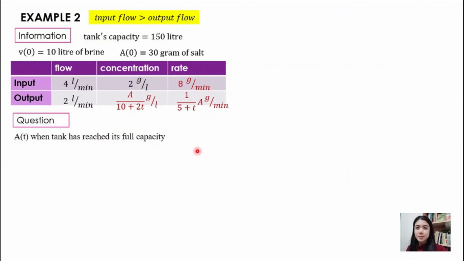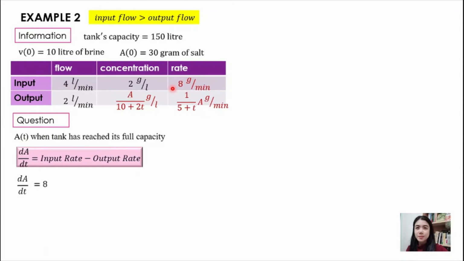Now let's solve this example by using its differential equation. So you will have your dA/dt equal to the input rate, that is 8, minus the output rate, that is this one. Then this is what we have here. Then rearrange this one, and we're going to have the next slide. So this is actually the differential equation for the mixing problem. Once we have obtained it, we do not need the table anymore, and we also do not need the V0.